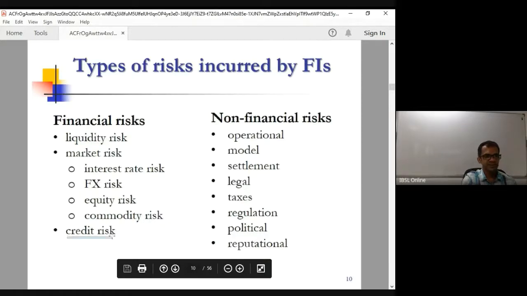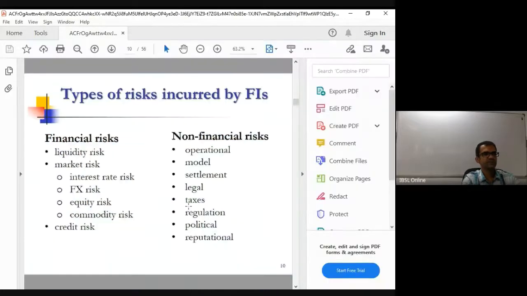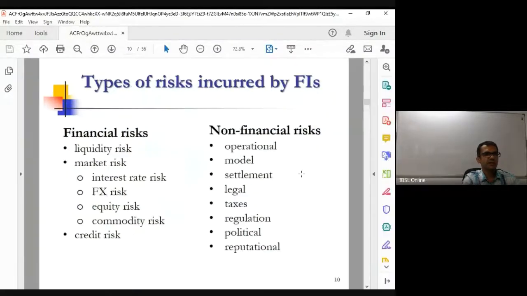Credit risk, as you know, is the inability of borrowers to pay back on time. So we'll discuss more details about financial risk factors later. Then the other side, non-financial risk.